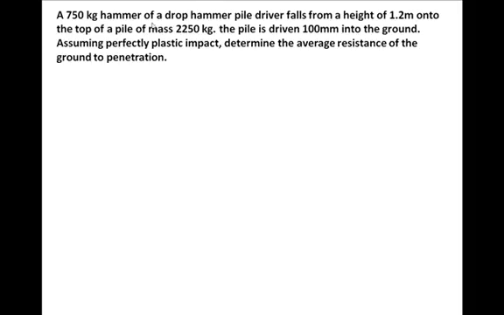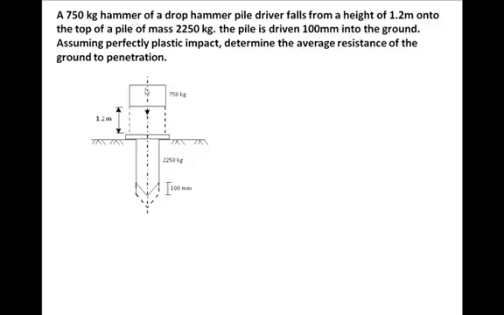See, one more problem. It says 750 kg hammer of a drop hammer pile driver. See, drop hammer pile driver is the equipment. 750 kg hammer is this. Falls from a height of 1.2 meter onto the top of a pile. See, this is a pile of mass 2250 kg. The pile is driven 100 mm into the ground. Assuming perfectly plastic impact, determine the average resistance of the ground to penetration.